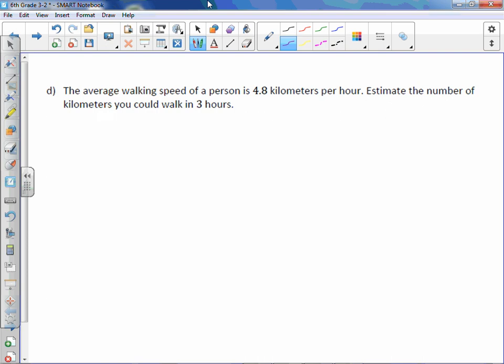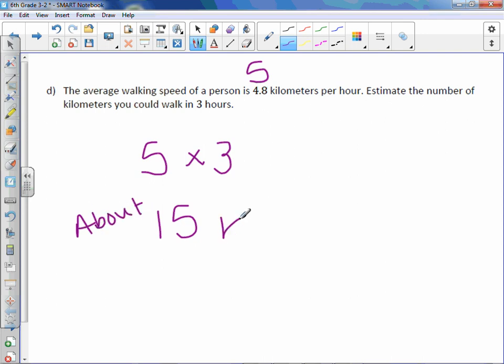Letter D. The average walking speed of a person is 4.8 kilometers per hour. Estimate the number of kilometers you could walk in 3 hours. Well, 3 is rounded for us, which makes it easy. And I would estimate 4.8 to be 5. So the average walking speed is 5 kilometers for 1 hour, and we want to know 3 hours, multiplying together, and we get 15. So about 15 kilometers.